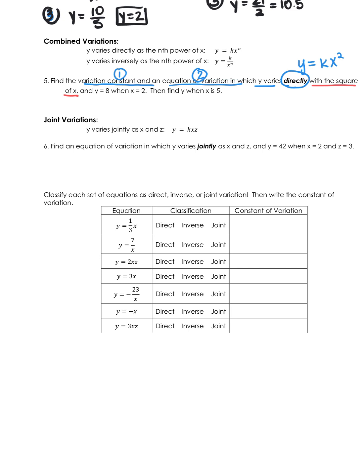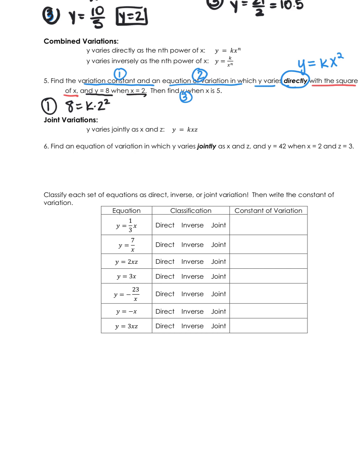And they ask us to find the constant, find the equation, and then find y. So we'll do the same 3 steps that we usually do. We're going to find k. So we're going to plug in y equals 8 and x equals 2 into this equation right here, because y varies directly with the square of x. So you're multiplying by x squared instead of just x.